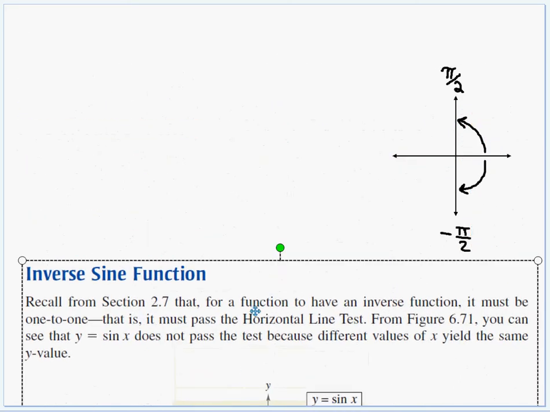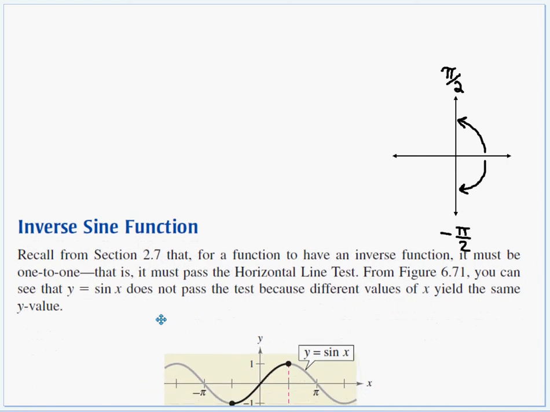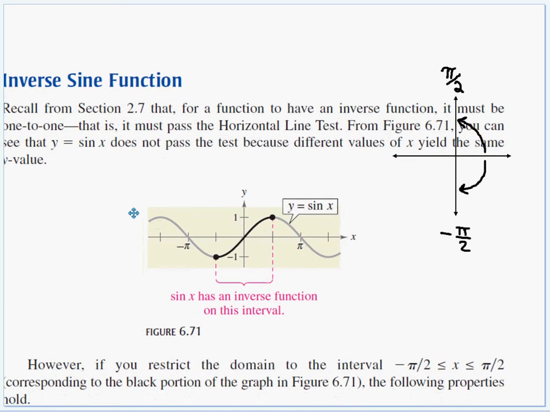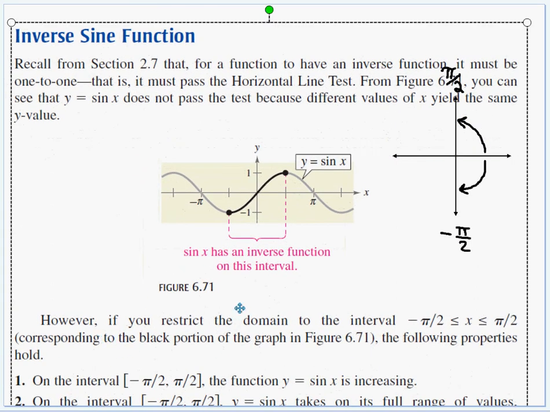Recall back in section 2.7, for a function to have an inverse, it must be 1 to 1. That is, it must pass the horizontal line test. We can see that the sine function does not pass the test because different x values yield the same y value. However, if we restrict the domain from negative to positive half pi, corresponding to the darker portion of the graph above, the following principles will hold.